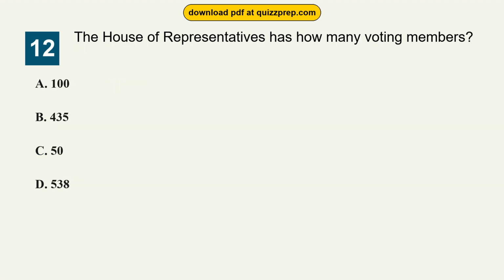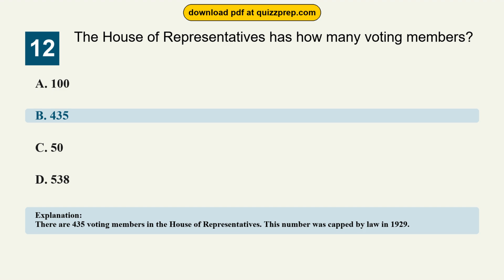Question 12. The House of Representatives has how many voting members? Option A. 100. Option B. 435. Option C. 50. Option D. 538. The correct answer is option B, 435. There are 435 voting members in the House of Representatives.